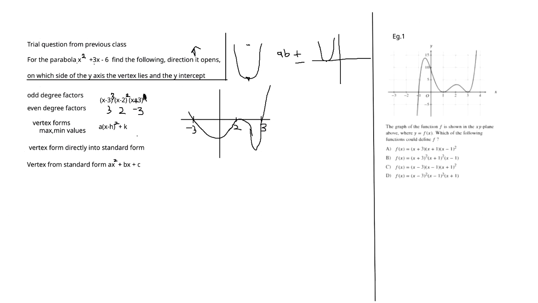Now, the graph of the function f is shown in the xy plane above, where y equals f(x). Which of the following functions could define f? So this is our f here, and we want to use this to answer the question. First of all, we have -1 here. That should tell us that our factor is x minus 1. Sorry, x plus 1. That's our first factor.